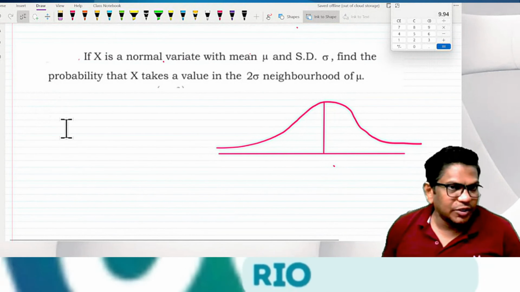Now tell me, what is 2 neighborhood we have? Positive side and negative side. Correct? Yes or no? They want us to find out 2 neighborhood. This is one side, the negative side, another is the positive side. Now, by utilizing this, our shaded area will be somewhere here. Correct children?